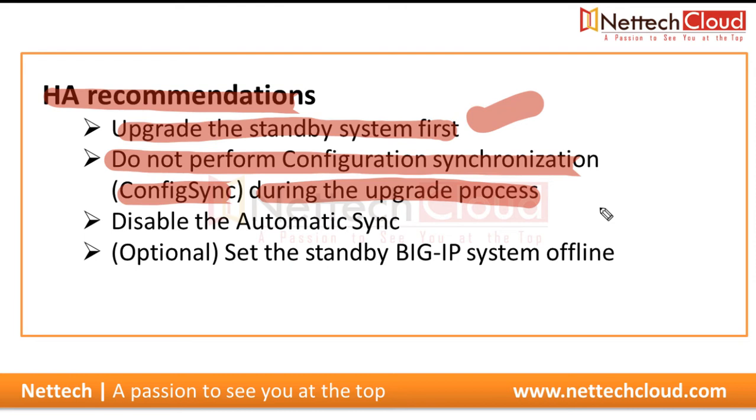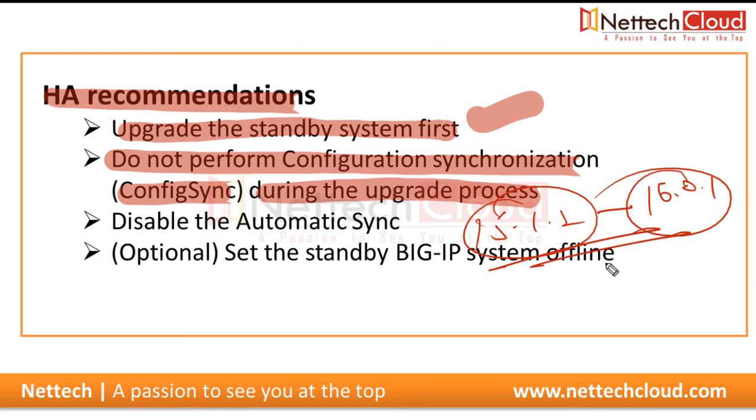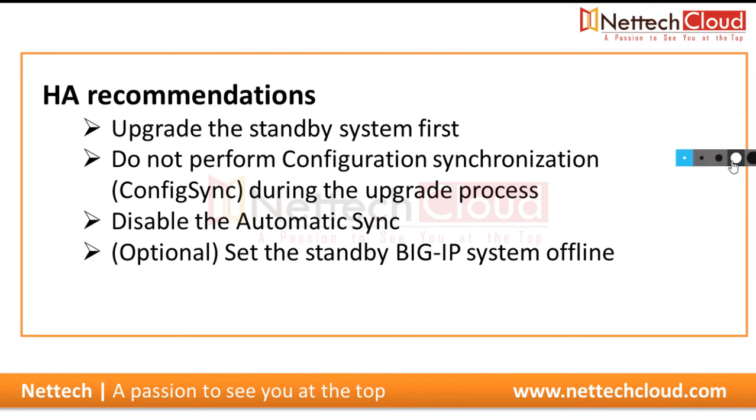You cannot synchronize configuration from a system running F5 BIG-IP 15.1.2 to a system running F5 BIG-IP 16.0.1. Not possible at all, different versions. So you must wait for both systems to upgrade and match the version numbers before the system can use config sync. The third option here is a recommendation: disable the automatic sync.